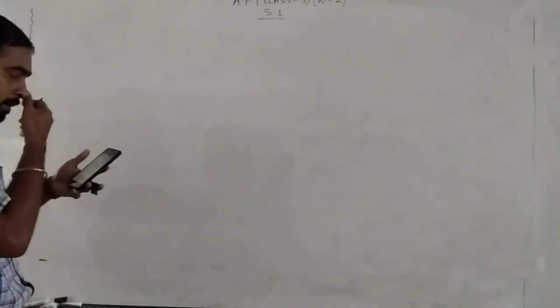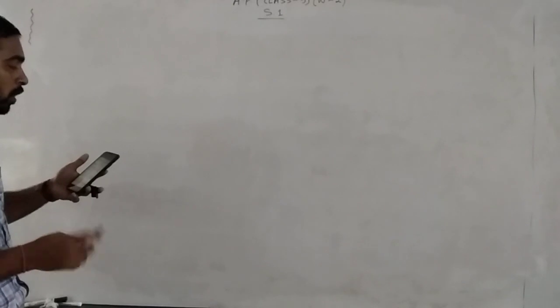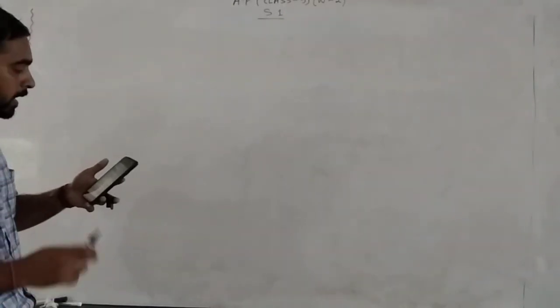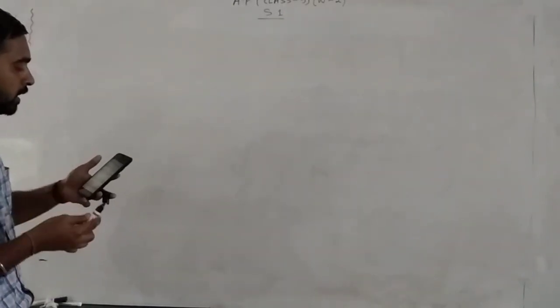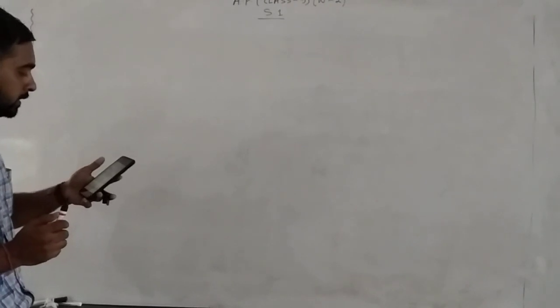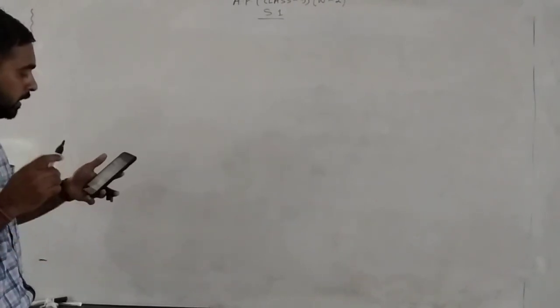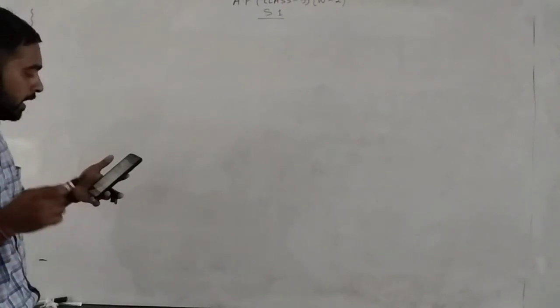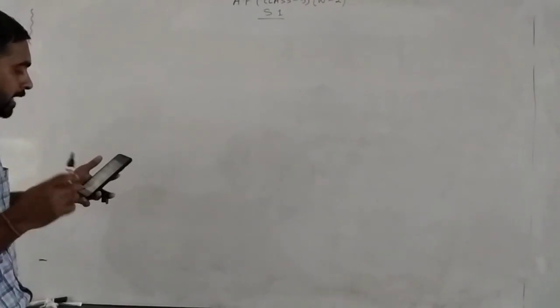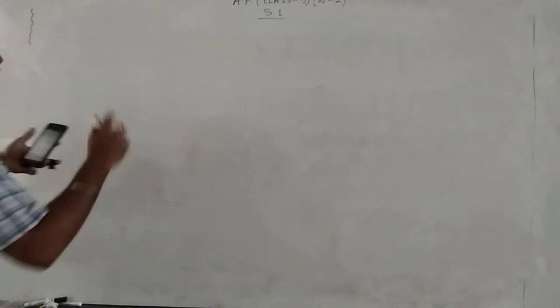Okay, there are two APs. For the first AP, the common difference and first term are D and A, and for the second AP, first term A dash and common difference D dash. And the second given condition is S m equal to S dash m. Both represent the sum up to m terms.